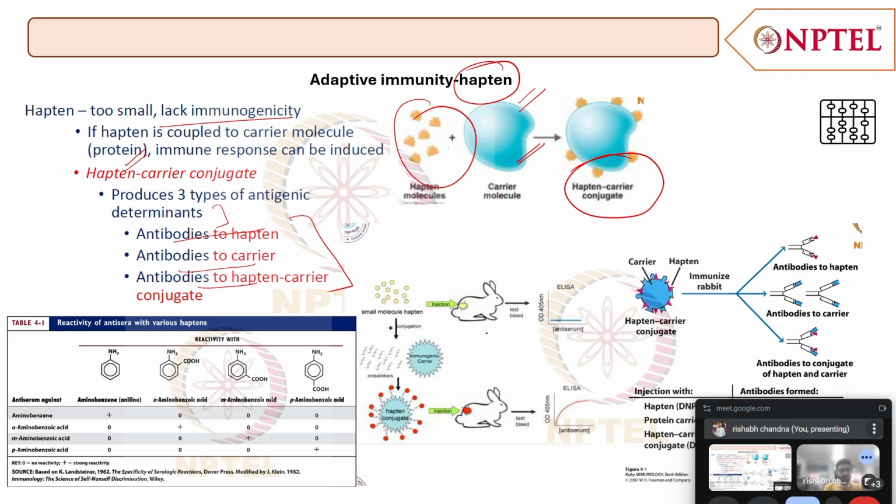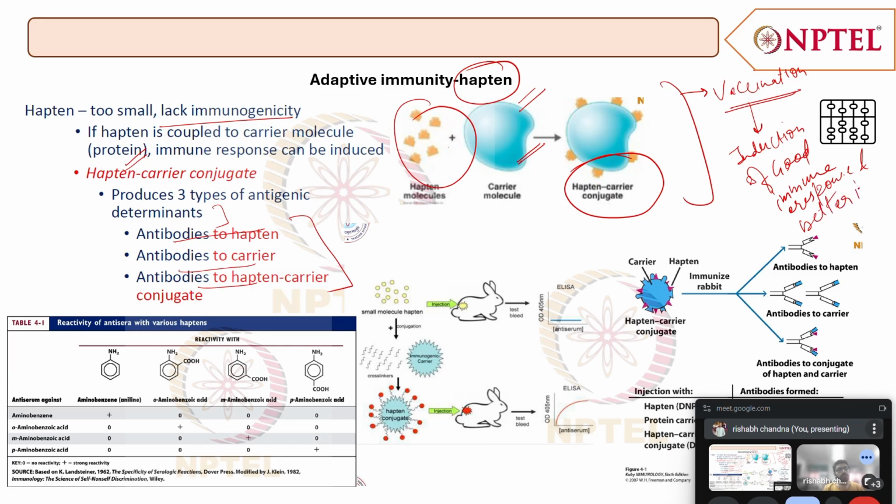So why are haptens necessary? Whenever we are in a vaccination program, giving haptens along with the major protein leads to induction of a good immune response and better immunogenic memory. This is why haptens are necessary, especially in vaccination programs.